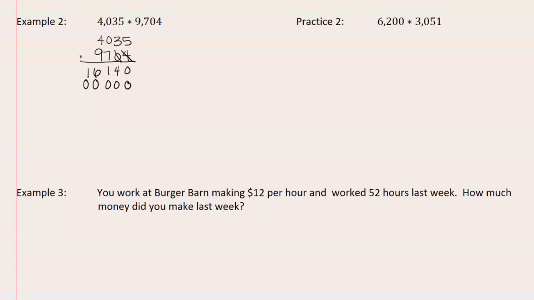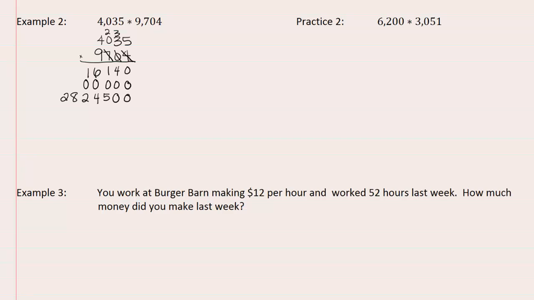So now we cross off the 0, and we have 2 crossed off, so on this line we need 2 placeholders, so 2 zeros to start. And now we can multiply. So 7 times 5 is 35, carry the 3. 7 times 3, 21, 21 and 3 is 24. 7 times 0 is 0, 0 plus 2 is 2. 7 times 4 is 28.